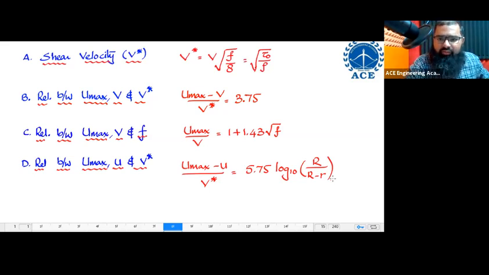Apart from these, many other formulas are there. But if you remember these formulas, you can manage your questions easily. You can take a snapshot of these particular formulas. Try to memorize these formulas. I have discussed the concept of shear velocity previously. It is an imaginary velocity term which is representing the value of wall shear stress in the magnitudes of velocity.